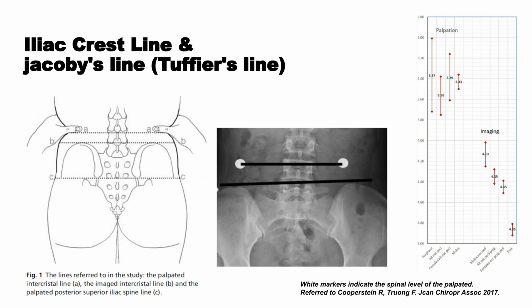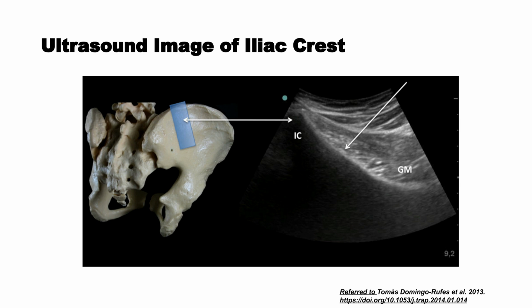To reduce the error when finding Jacoby's line, we should infer that the third lumbar vertebra, L3, corresponds to the spinous process when palpating the hip ridge. Ultrasound imaging is essential here because it helps us determine the exact location of the iliac crest, regardless of the patient's individual condition, something that is difficult with palpation alone.